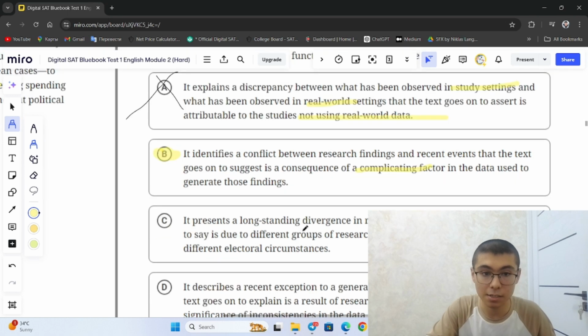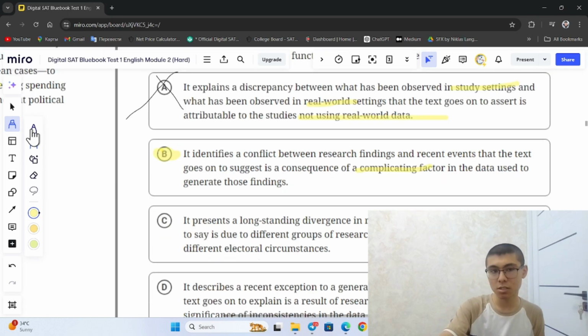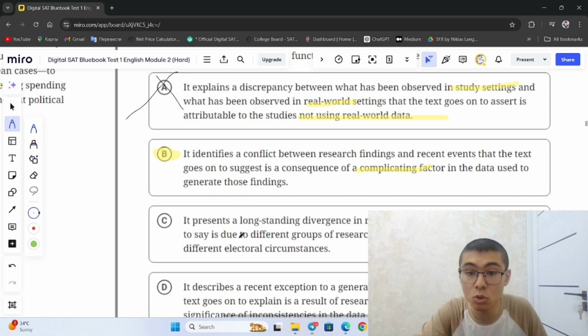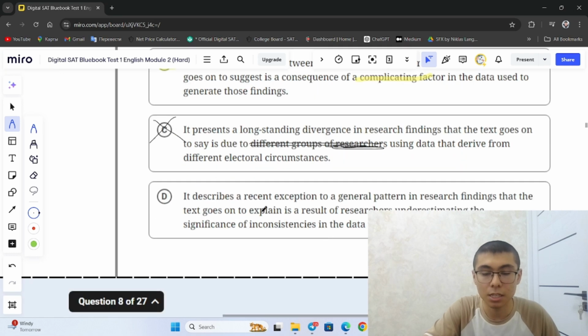So B is correct. Choice C, it presents a long-standing divergence in research findings that the text goes on to say is due to different groups of researchers. No, this underlying sentence is not written to say this. I mean, different groups of researchers. No, it describes a recent exception to a general pattern. No, there's no exception. So it is wrong.